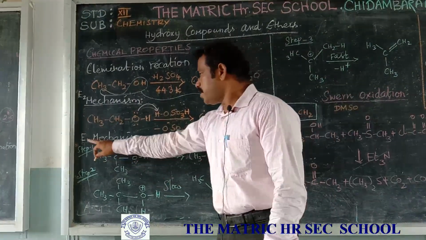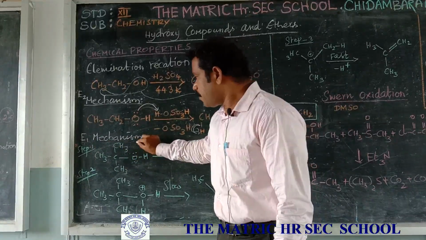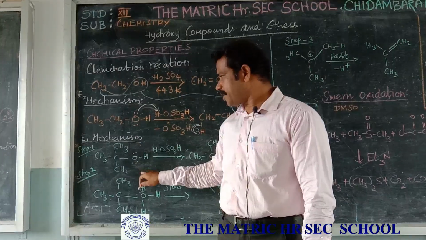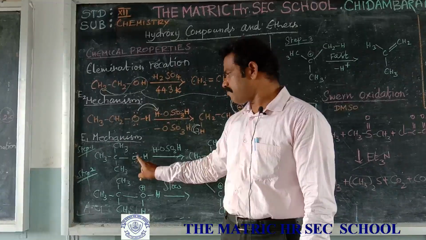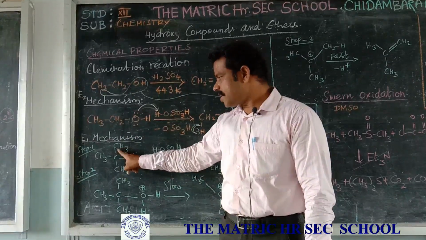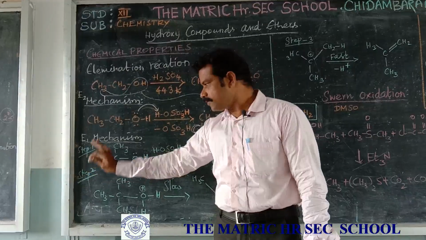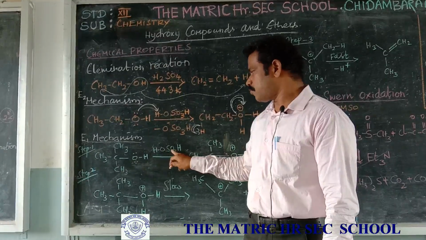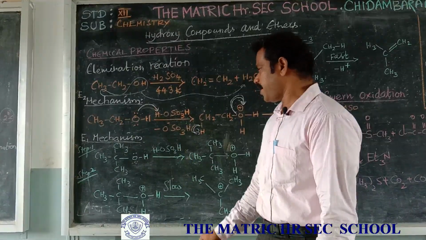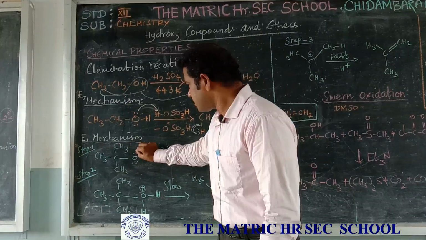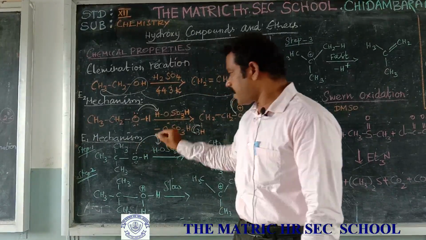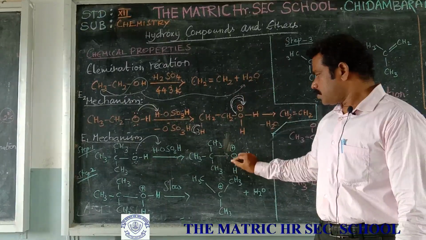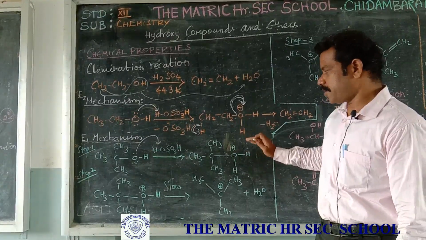Next one, the E1 mechanism. The E1 mechanism is supported for the tertiary alcohol. I will take tertiary butyl alcohol. You know that in a tertiary alcohol the carbon bearing the functional group is directly bonded to three alkyl groups, and that is called a tertiary compound. Take the same H2SO4, sulfuric acid. The oxygen donates electrons to the hydrogen and we get the oxonium compound. It is an unstable compound. This is step 1.